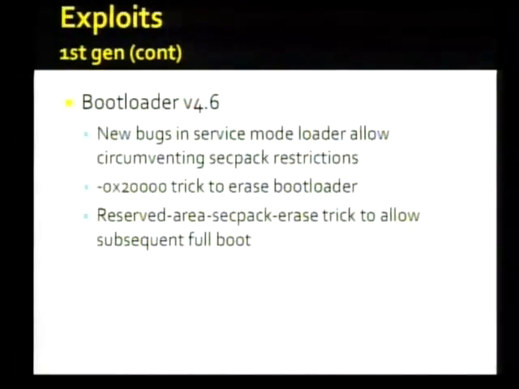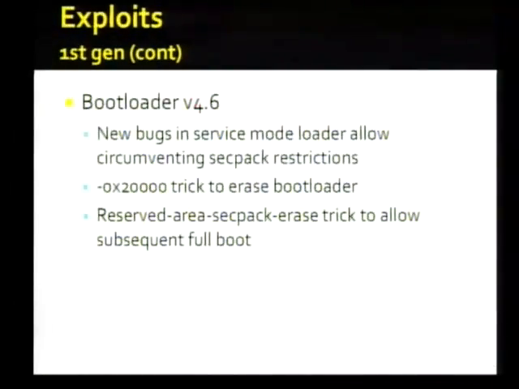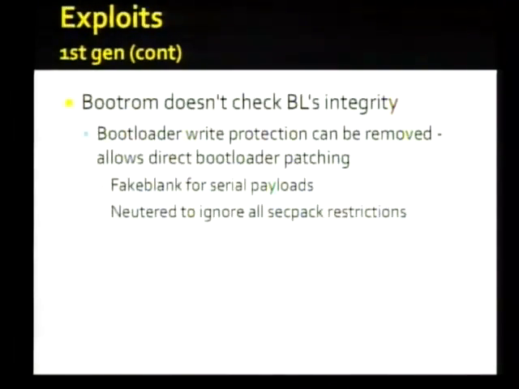Those were the two primary bugs on the 3.9. 4.6 had some different bugs. Allowed you to bypass SecPack restrictions again. The SecPack is a constant nuisance, and anything you can do to get rid of its restrictions is good. There was basically a different version of the -400. There was basically another way to trick the address verification of the SecPack.